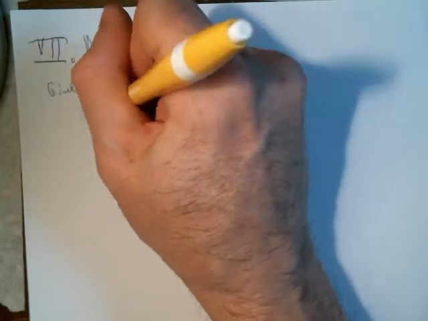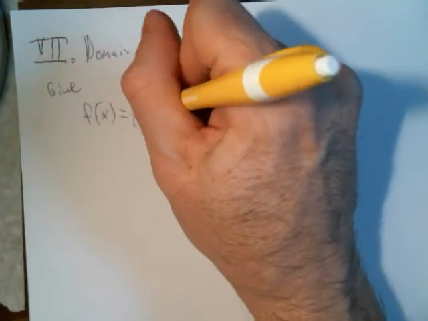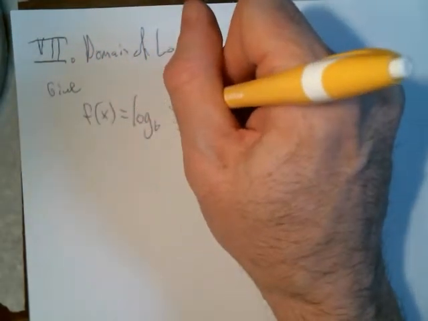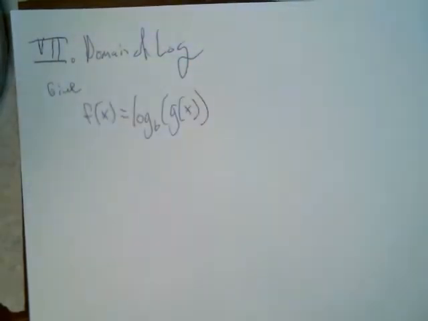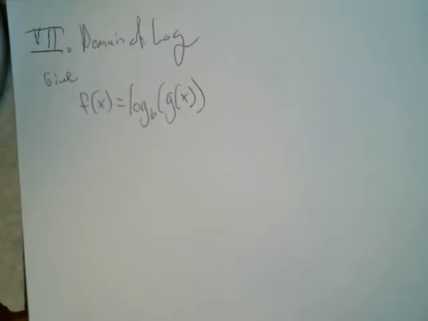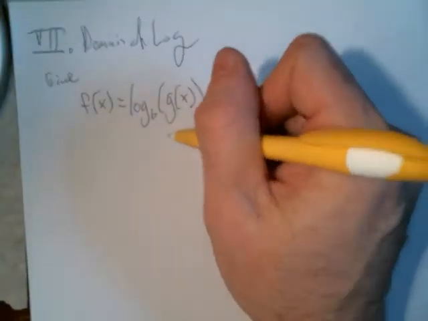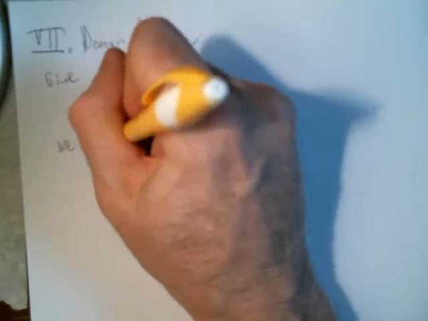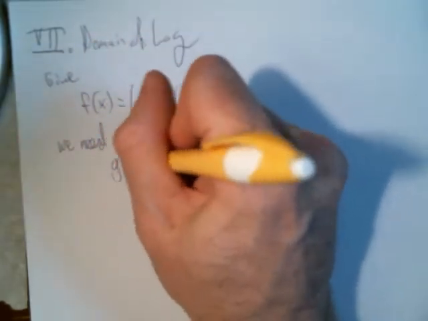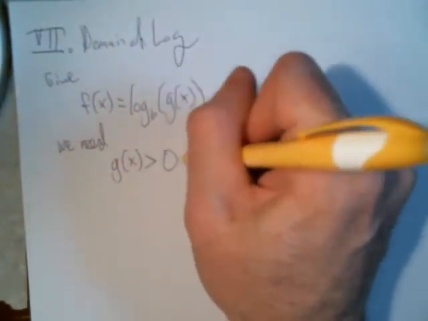So given your logarithmic function, f of x equals log base b of some object, we'll say it's g of x, so it could be like log base b of x minus 2 or log base b of x squared minus 1. If you're given this function, we need to ensure that g of x is strictly greater than 0.